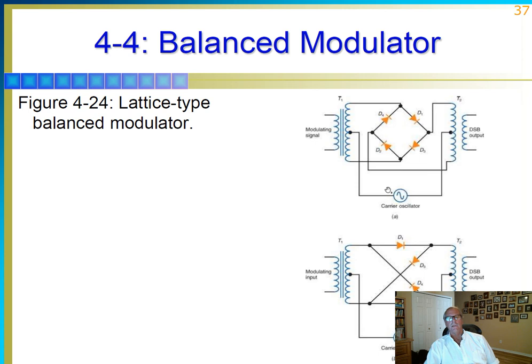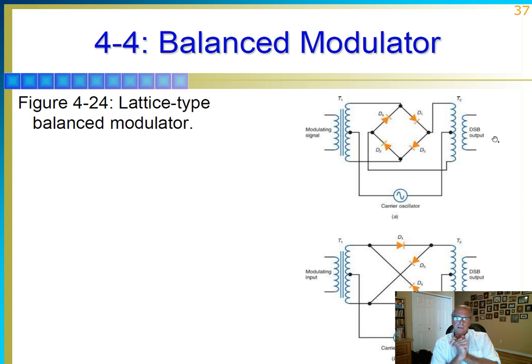So here's a lattice modulator. You will not have to draw these, don't worry, because they're kind of complicated and wiry to draw. But there's a couple of different kinds, a couple of different configurations. This is a ring style, this is more of a bridge style. The thing you need to remember, okay, is you get the modulating signal coming in here, you have a carrier oscillator here, and the output is a double sideband signal.